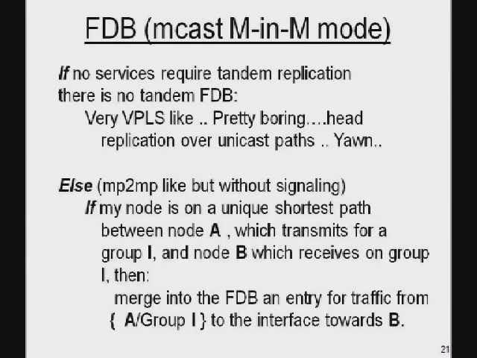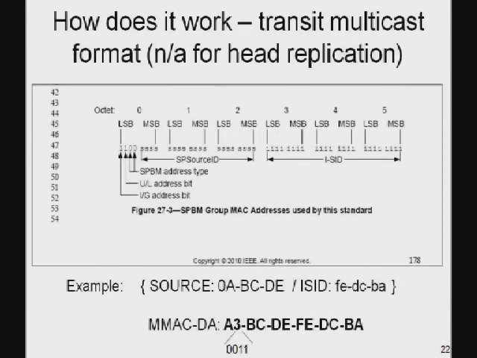If I'm a node in the middle of the network and I am on a shortest path between some node A, which is originating some group I, and some node B, which is receiving group I, then I have to produce a portion of that multicast state for this group from that node. So I actually do that. I merge a portion of the multicast state in from node A, group I, to the outgoing interface towards B.